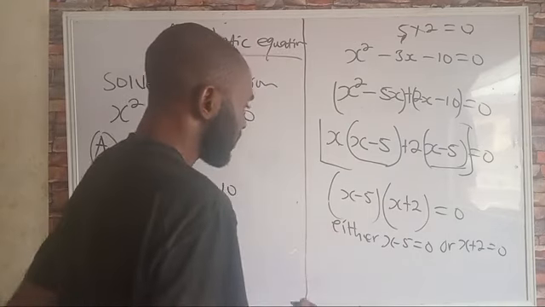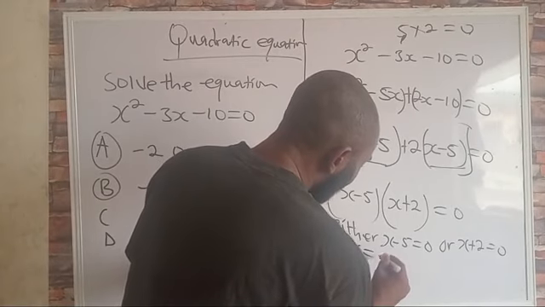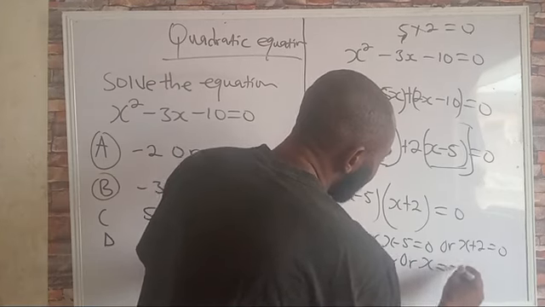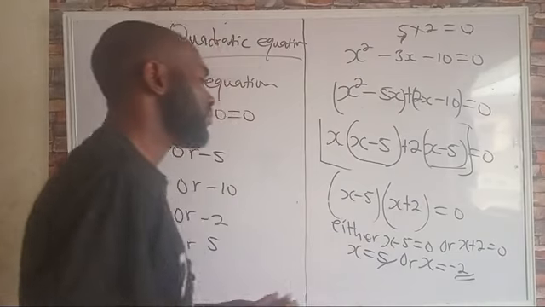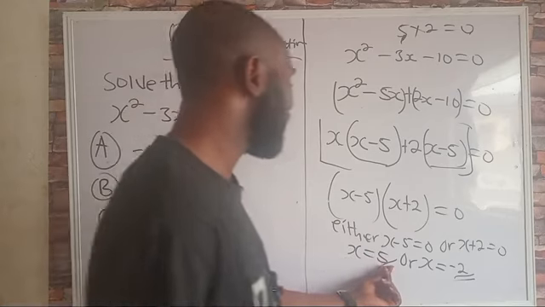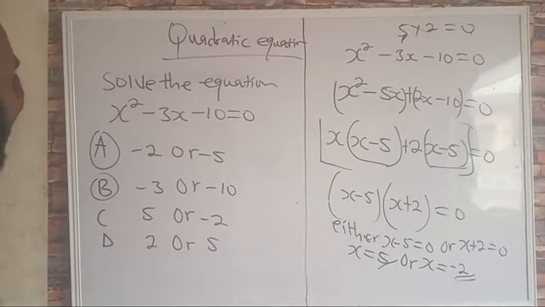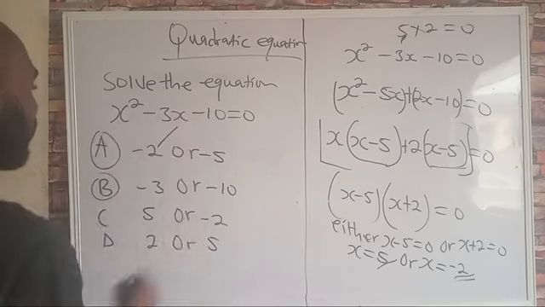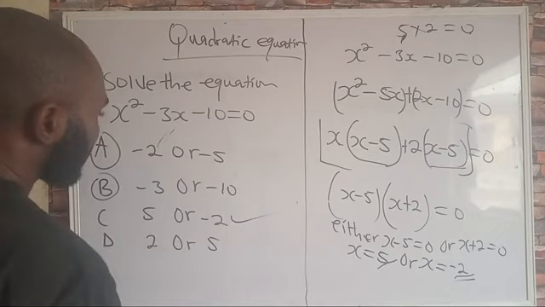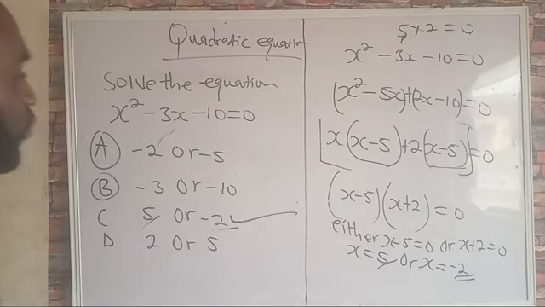So with this, I will now say that x is equal to positive 5 or x is equal to minus 2. Okay, so these are the answers. So x is either 5 or minus 2. So looking at the options, where do you see the answer? This is the answer, minus 2? No, this is not the answer. This is the answer. C is the right option, 5 or minus 2.